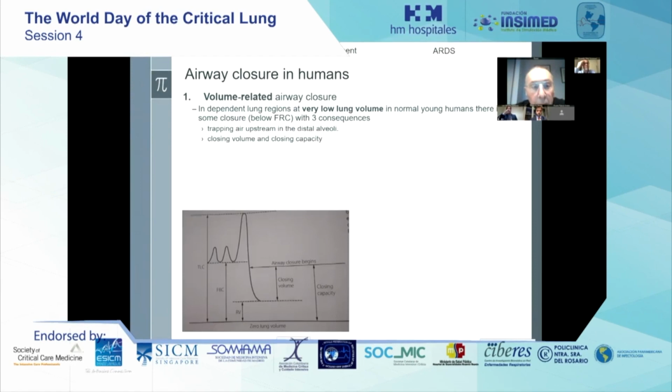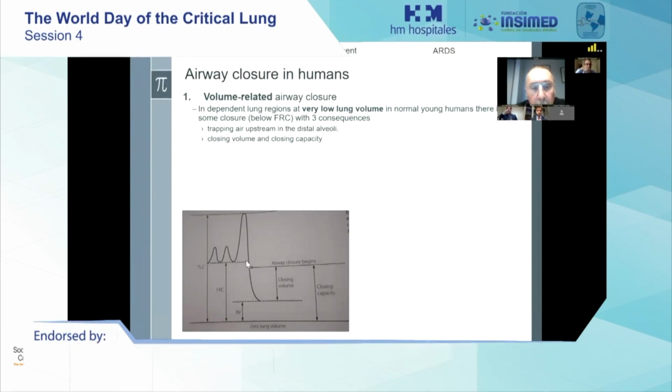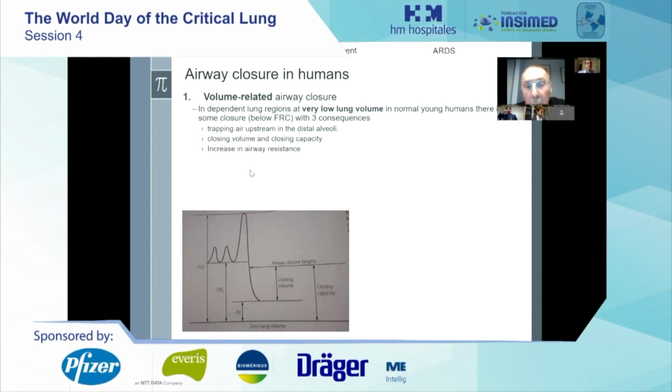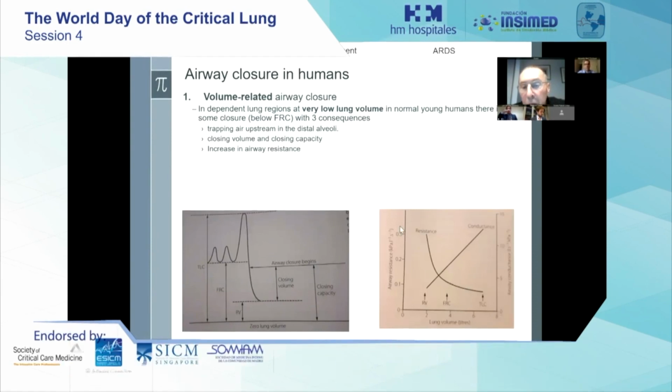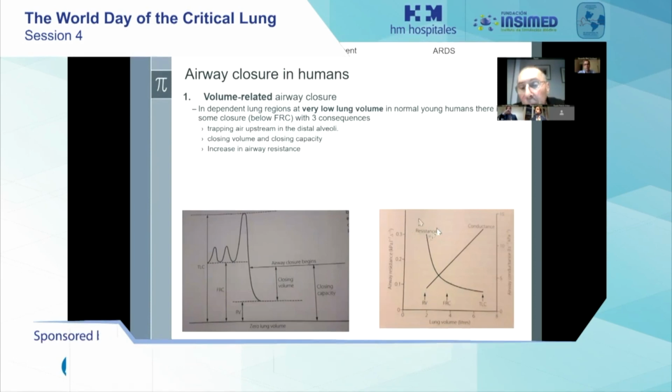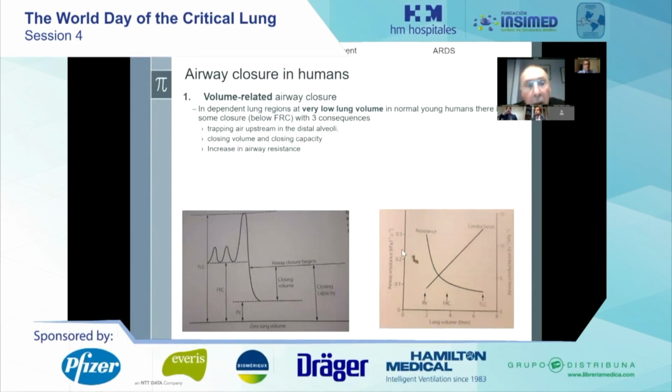And you can see that from this parameter. You have here the TLC, the expiration is down here, and you have the point at which the airway closure can begin. And here you have the closing volume and the closing capacity. And the third consequence of that is the increase in airway resistance. And you know probably very well this relationship between airway resistance and lung volume. And you see that you have a nonlinear increase in airway resistance, with a maximal value when you are going to reach the residual volume. And one of the mechanisms for this relationship is related to the airway closure.